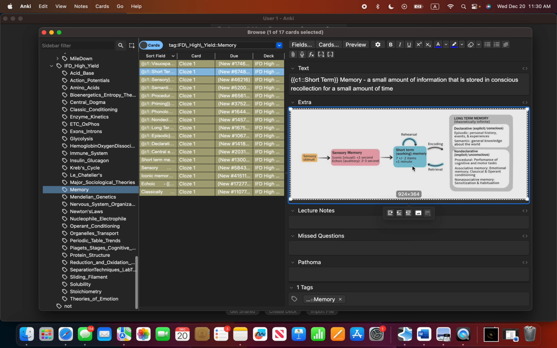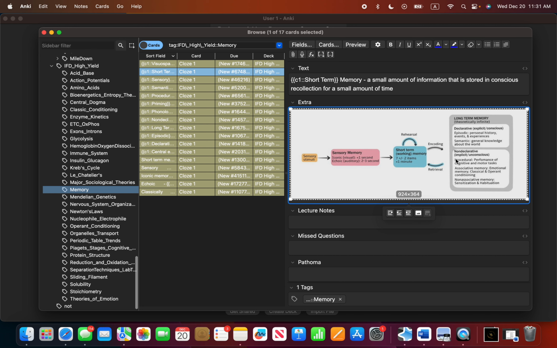You encode short-term memory into long-term memory, which is theoretically infinite. It's declarative, explicit, and conscious. Episodic is personal history, events, and experiences. Semantic is general knowledge about the world. So you have two types: explicit, conscious, or declarative, and non-declarative, unconscious, or implicit.